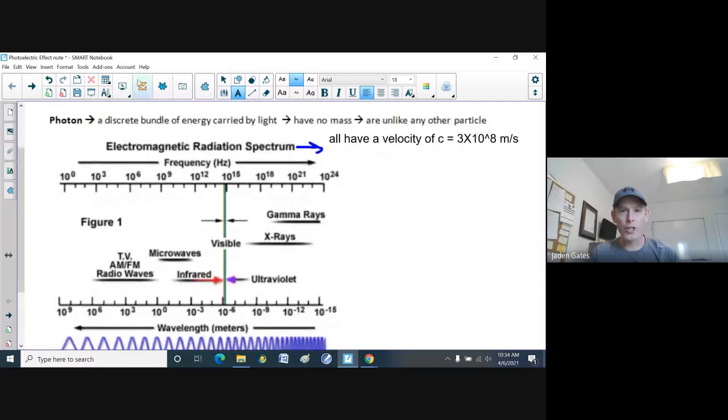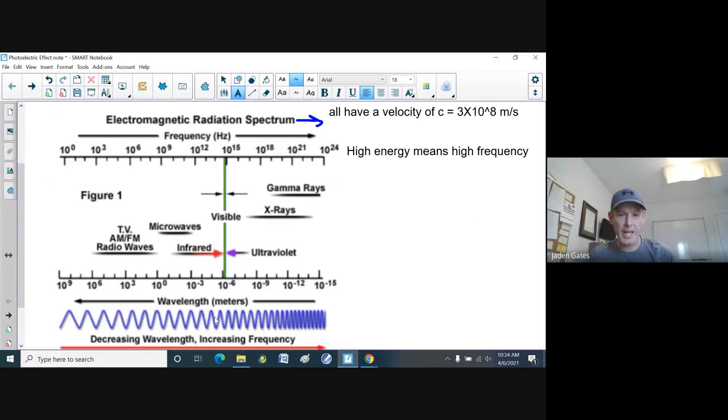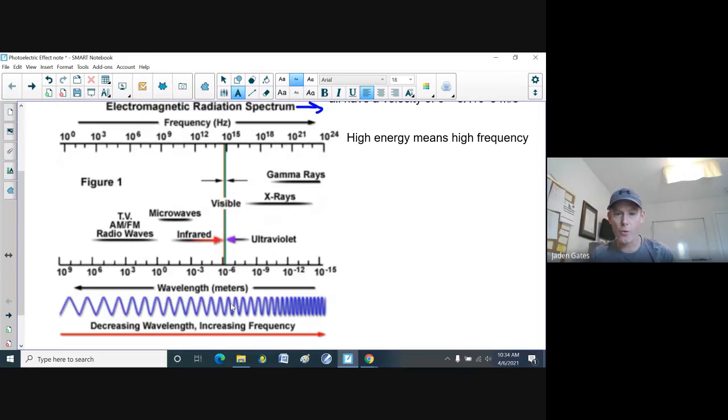Now, we're going to talk about energy that is involved with different types of electromagnetic radiation. And in the end, when you look at this table here, high energy means high frequency. And that's what distinguishes different types of electromagnetic radiation from each other. Frequency, again, is also dependent on wavelength. So as the frequency increases, the wavelength decreases.